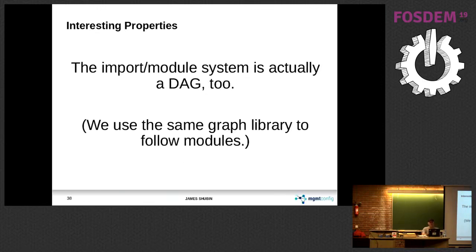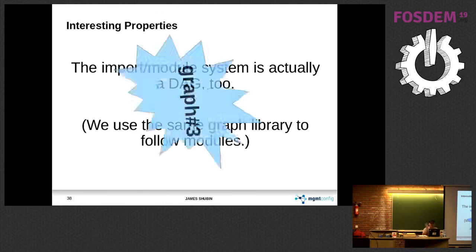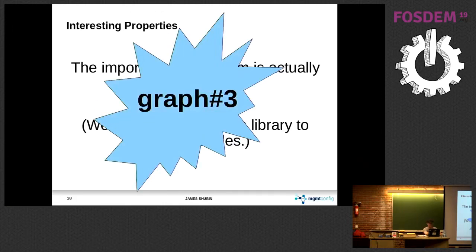So I like to do this. And the most interesting thing, the new graph that they keep popping up. I try and stay away from graphs, and turns out I use my graph library again. So the way our imports work actually is also a graph. So you can't actually have circular imports. And so this is actually graph number 3, tale of 3 graphs.